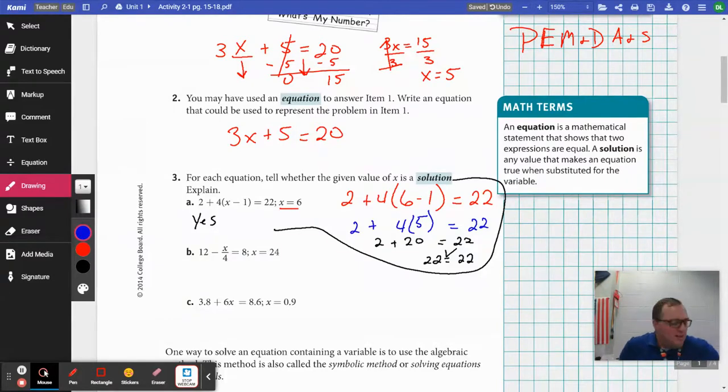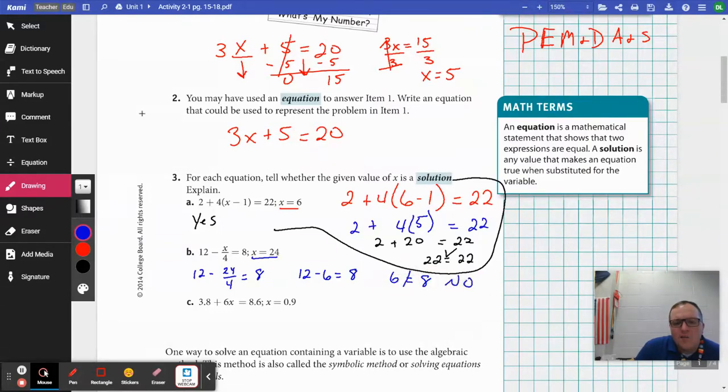I'll do that now. All right, so for B, B is letting x equal 24. So this is 12 minus x divided by 4 equals 8. So this will be 24 divided by 4. That's 12 minus 6 equals 8. Does 6 equal 8? Well, no, it doesn't. So the answer is no. All right, the answer for that one is no.